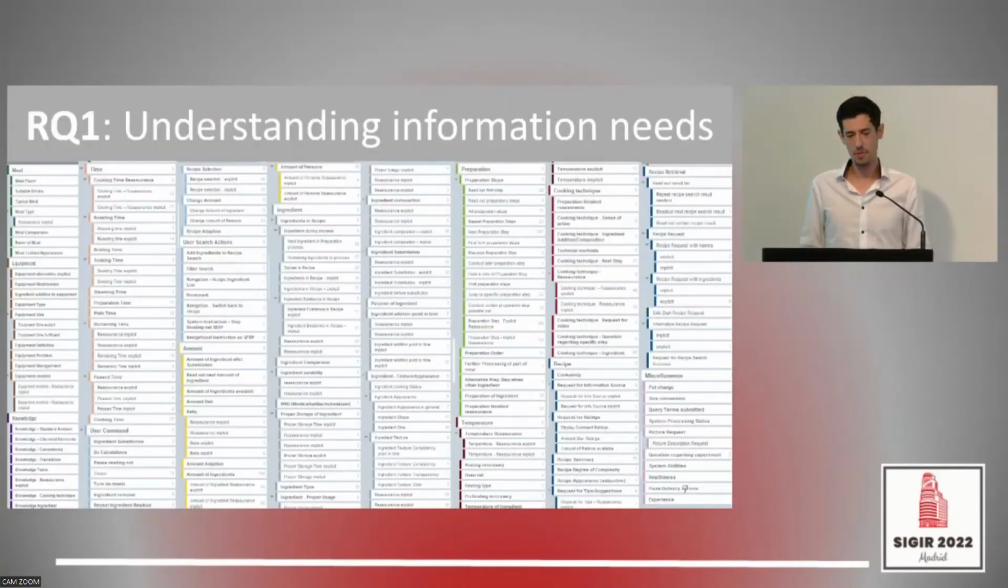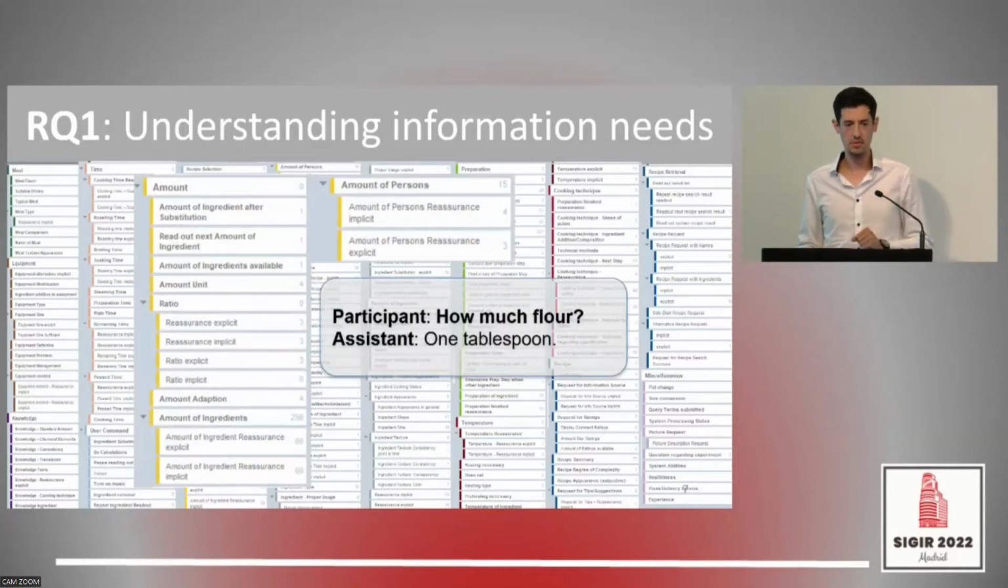But yeah, having this huge amount of speech data, the next step was then to create an information need taxonomy to have a fine-grained understanding of the variety of information needs that can come up in such a conversation. So as you can see, it's quite a lot. I will just pick out a few to give you a glance of what I'm talking about.